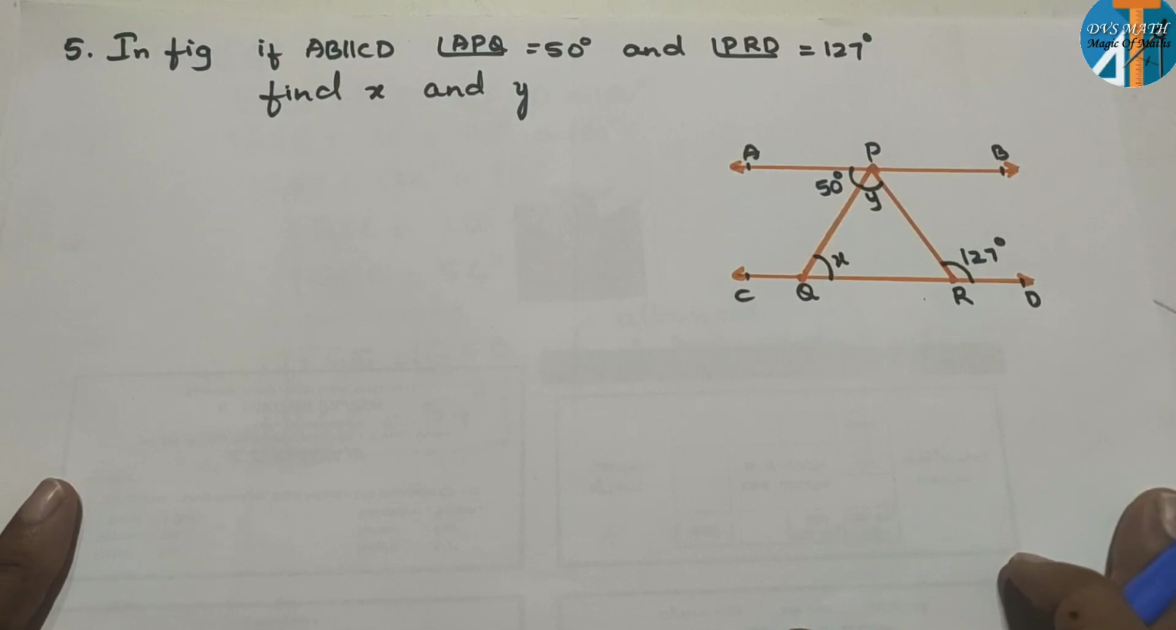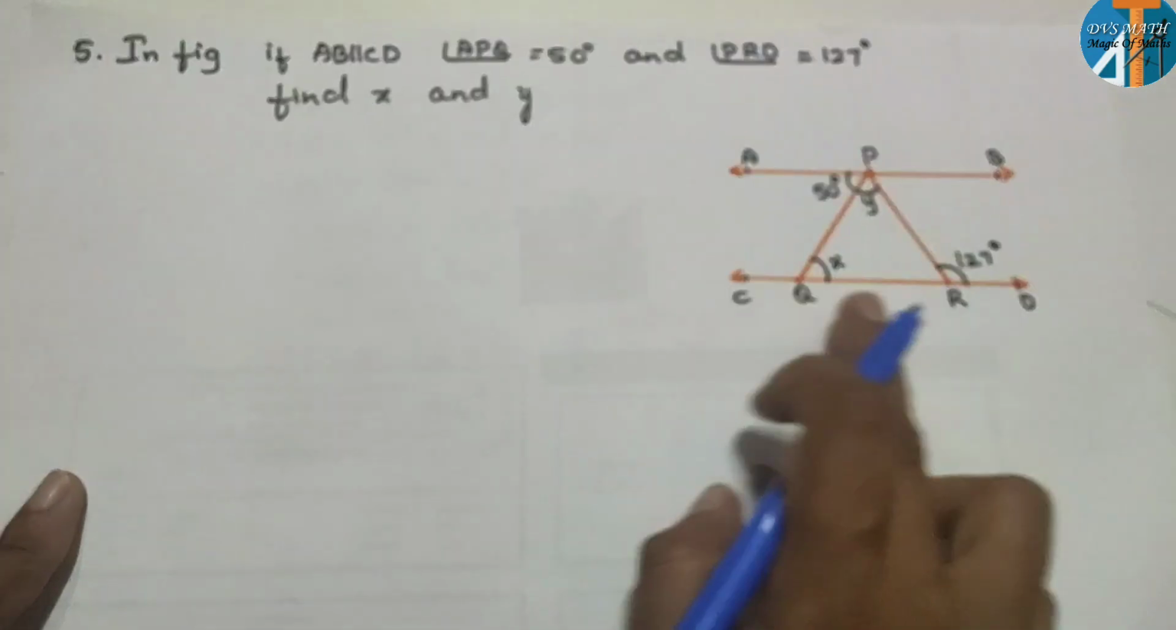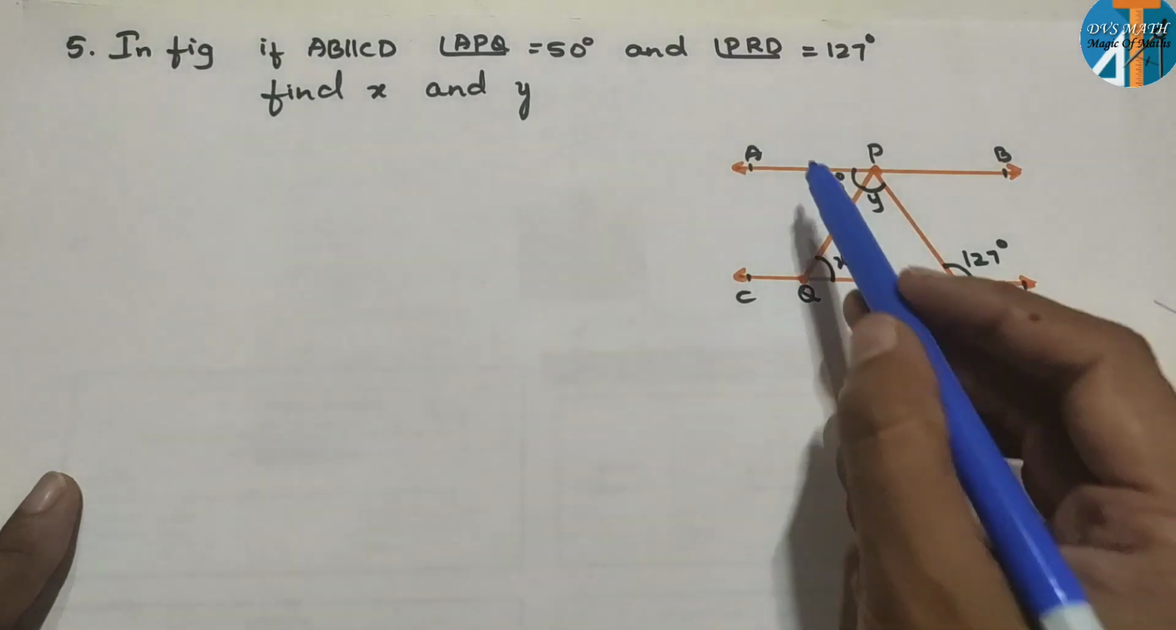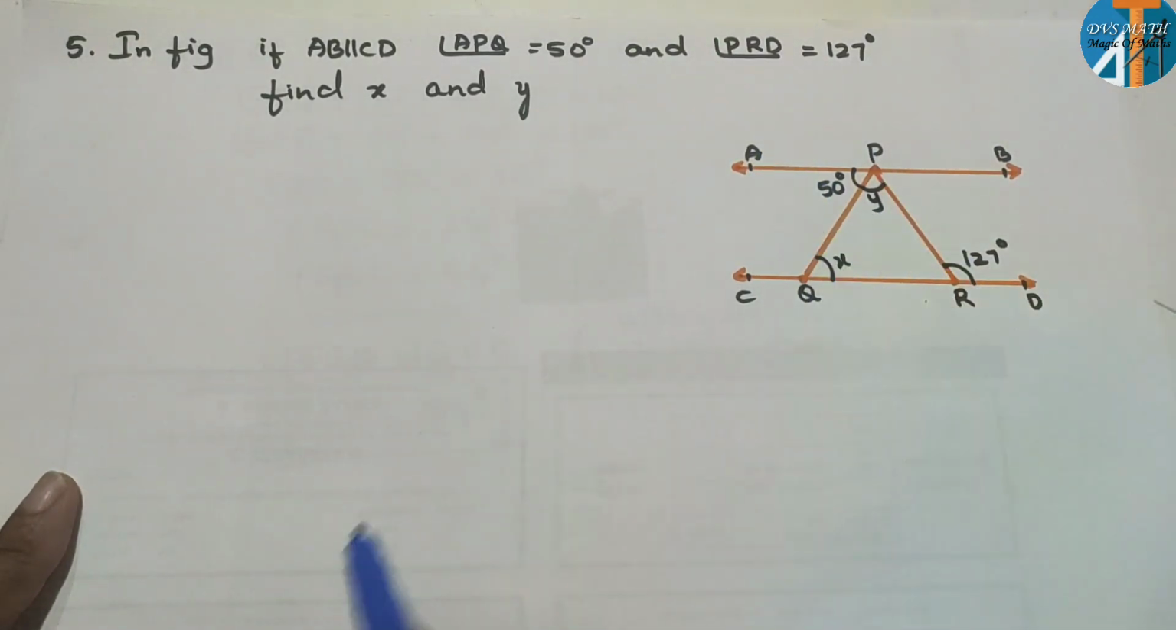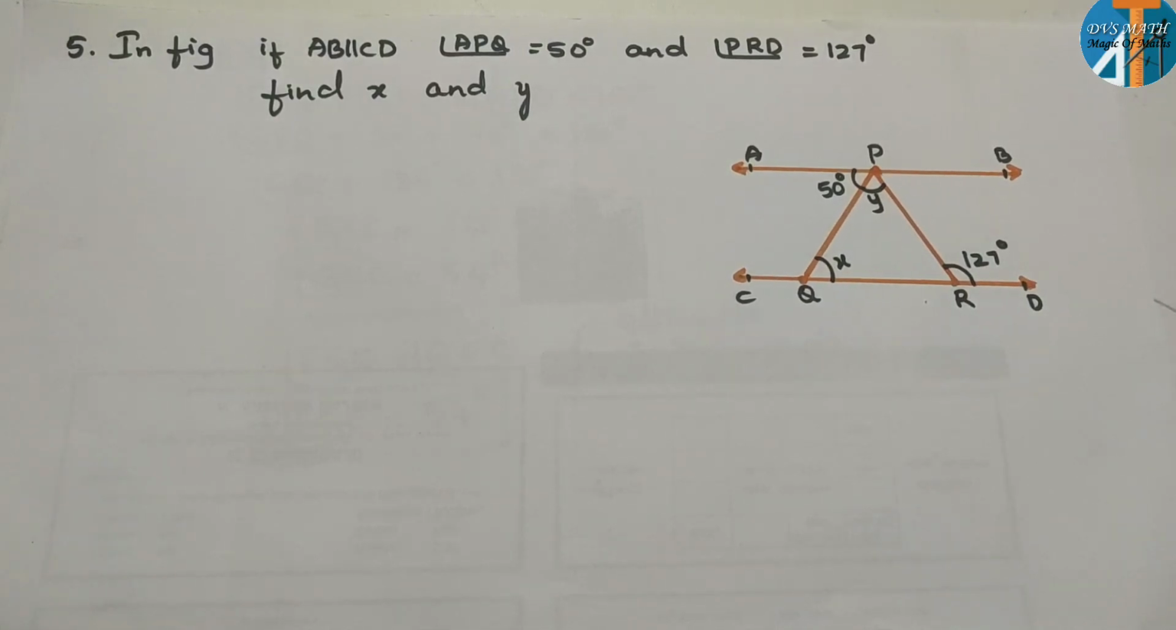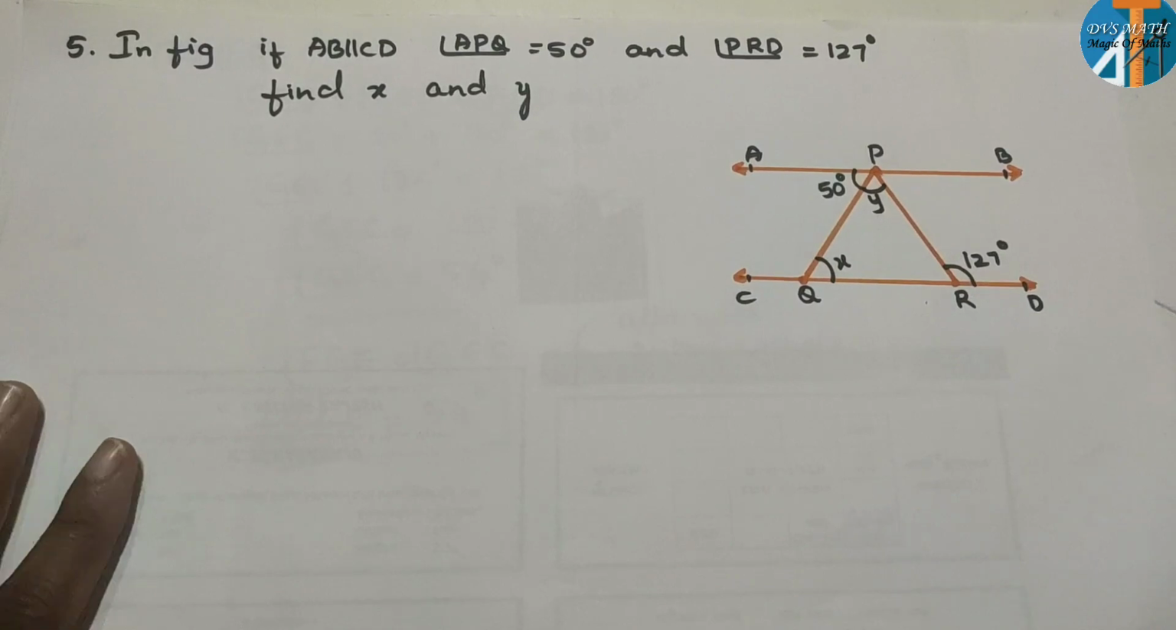In the figure, if AB is parallel to CD, angle APQ is 50 degree and PRD is equal to 127 degree. Find X and Y. Okay, let's begin now. So here, this is very simple. If we observe this question, here we have two transversals.